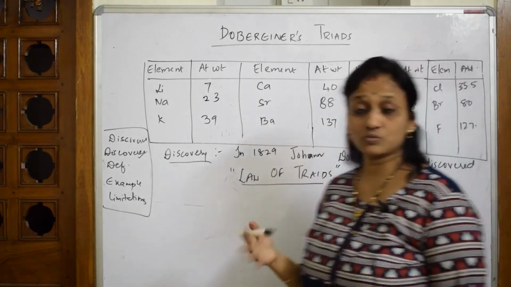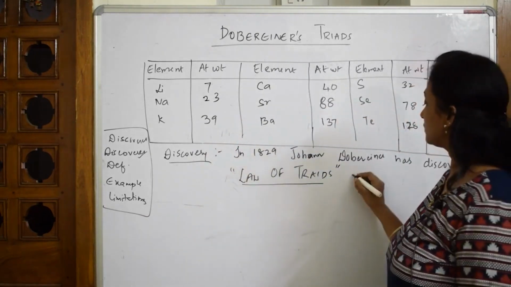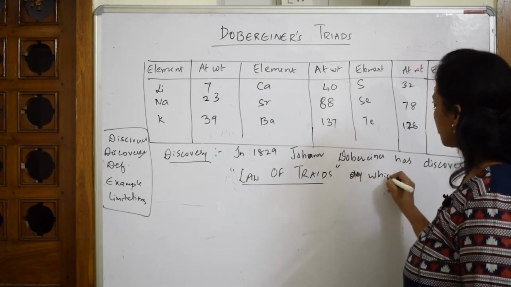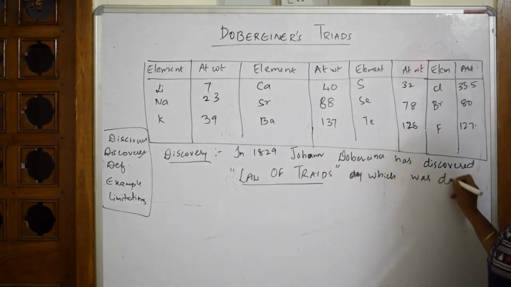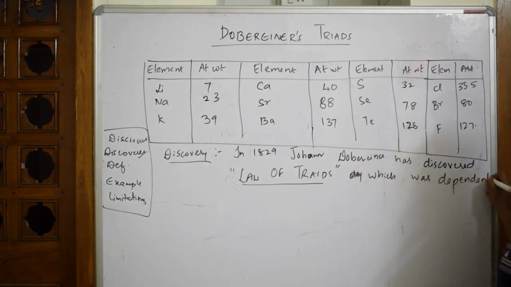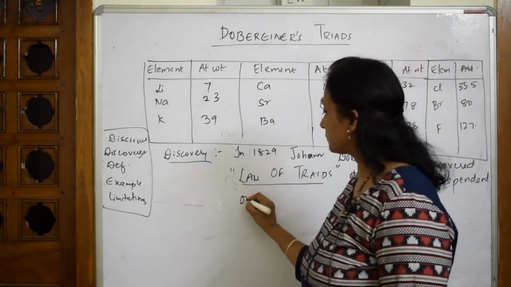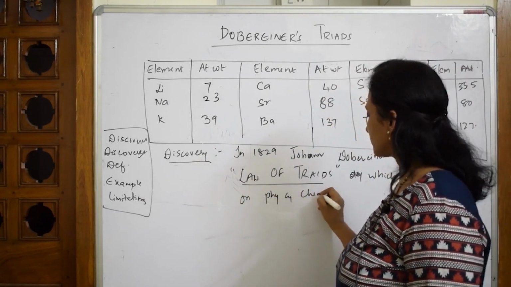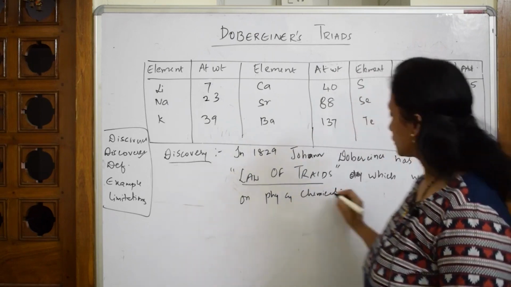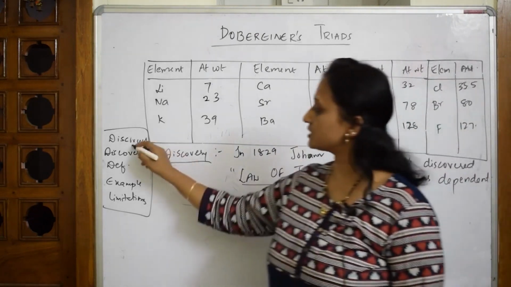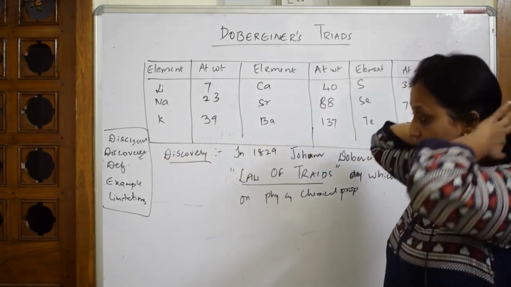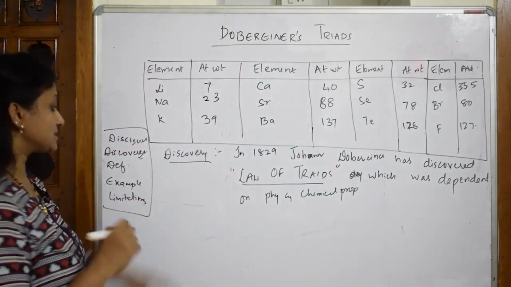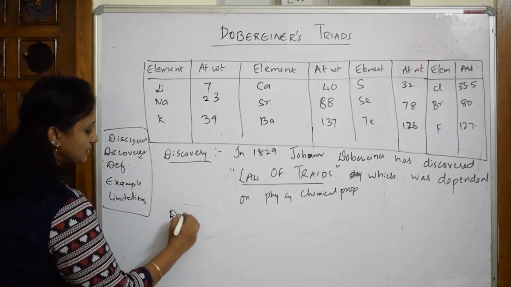Now wait, what was it dependent on? Law of triads, let us write, which was dependent on physical or chemical properties, which are similar properties rather, right? So what did he do? First of all, I've written this and started with the introduction. Now I need to write the definition. Before writing the definition, let me see what he has discovered, and then we'll come to the definition.